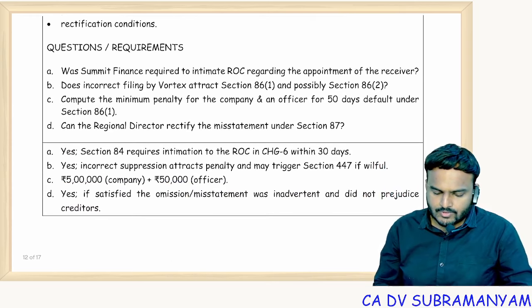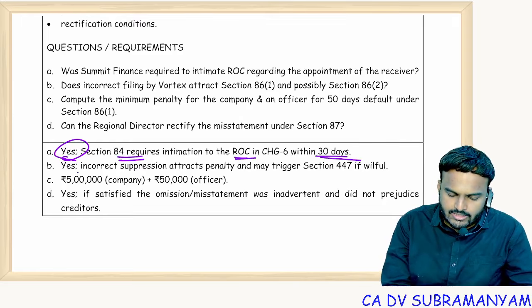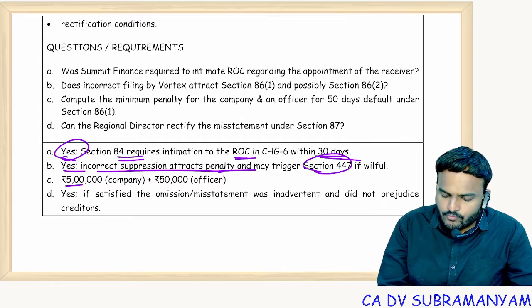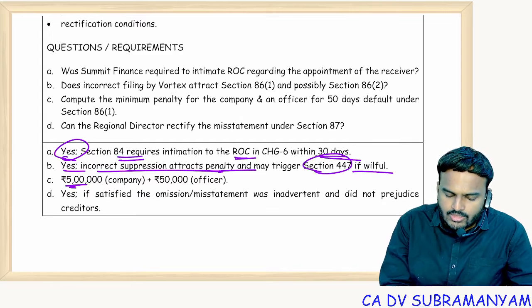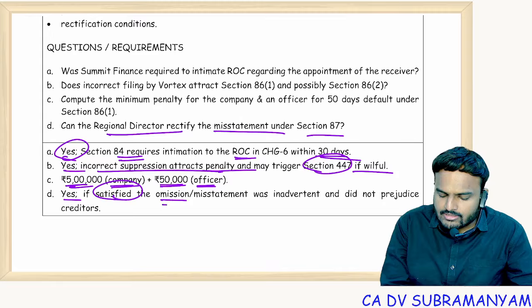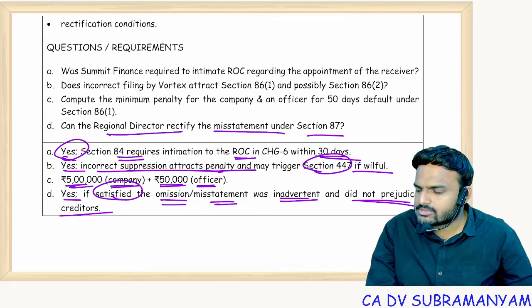Clear? So yes, Section 84 requires intimation to the ROC within 30 days. Yes, incorrect suppression attracts penalty. Section 447 is also applicable in case of fraud. And 5 lakhs is the maximum fine to the company, 50,000 is the fine to the officer. Next, can the Regional Director rectify the misstatement under Section 88? Yes, if satisfied the omission or misstatement was inadvertent and did not prejudice the creditors. Clear?